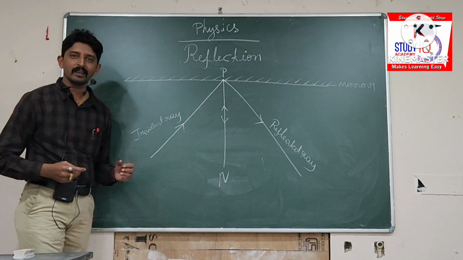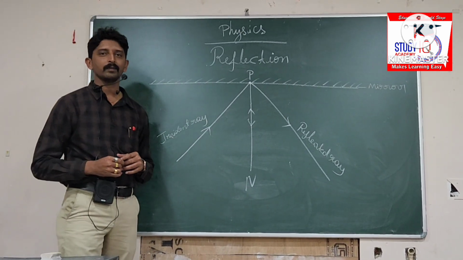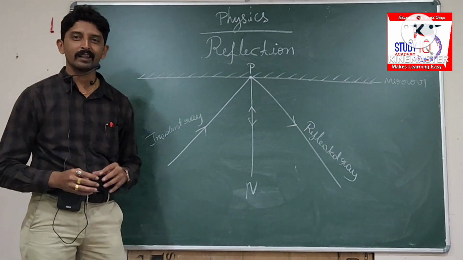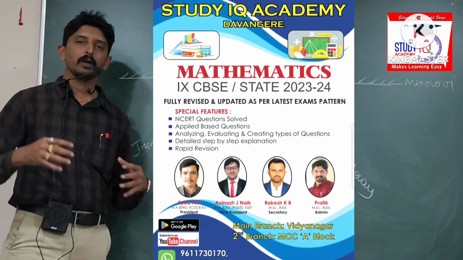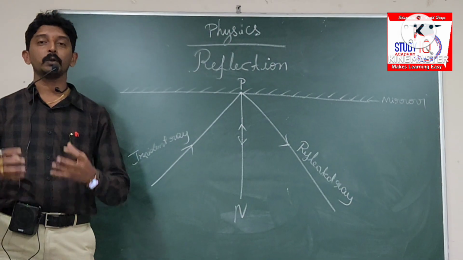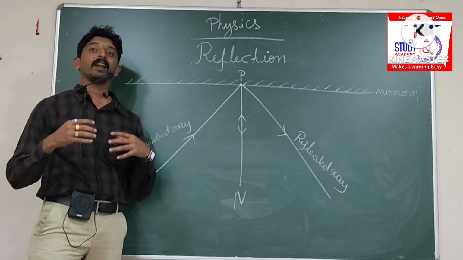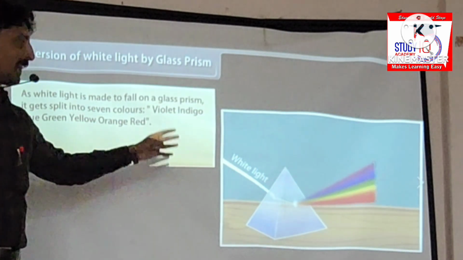Now we are going to deal with a very important topic, whatever you have learned already, a very simple topic also, that is reflection of light. Due to this reflection of light, we can see different kinds of objects. Due to the formation of image, light or white light passes through a glass prism.